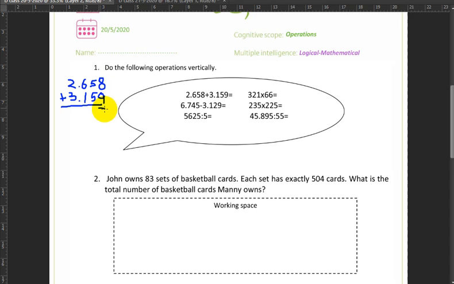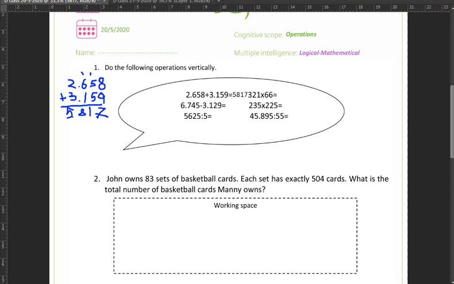8 plus 9 makes 17. Alright, 7 carry 1. 1 and 5 makes 11. Alright, 1 carry 1. 1 and 6 and 1 make 8. 2 and 3 makes 5. So my answer here is 5,817.